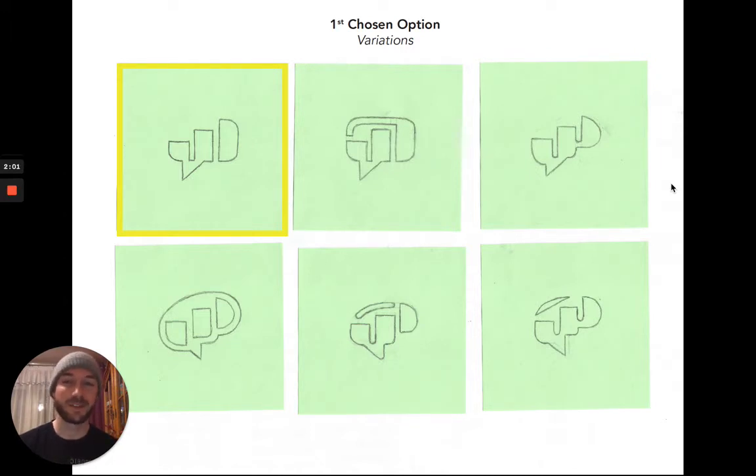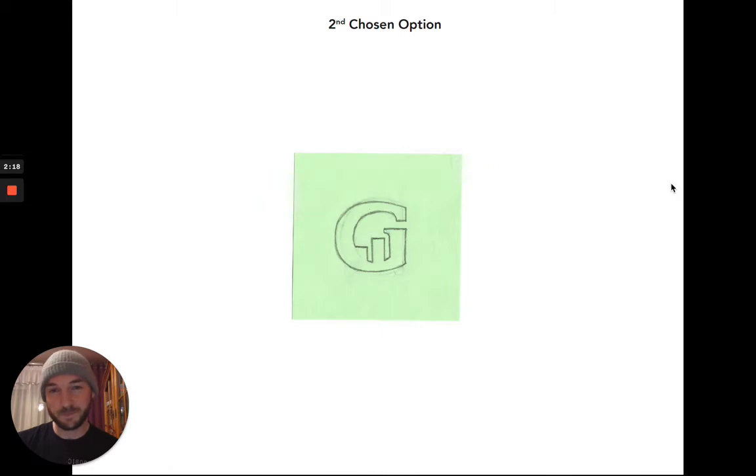So I ended up going with the one in gold. I think that's the strongest one. It only presents 2 images with a hint of the brain, I guess, but it's much more clear. And then, yeah, so let's move on to my second one.